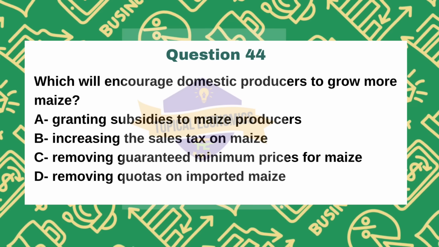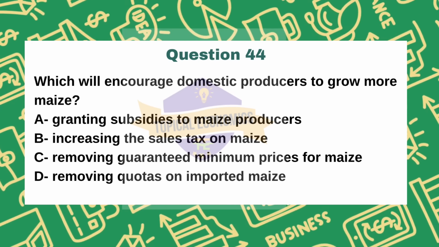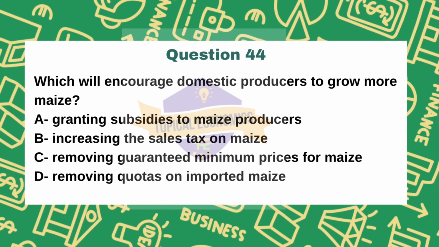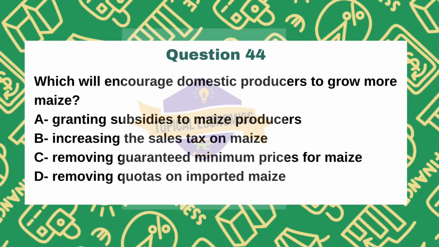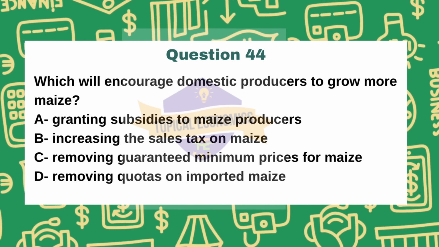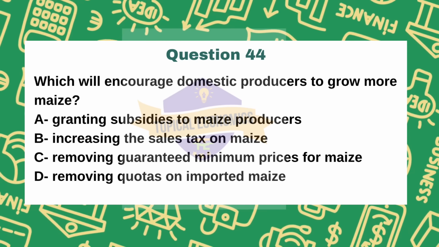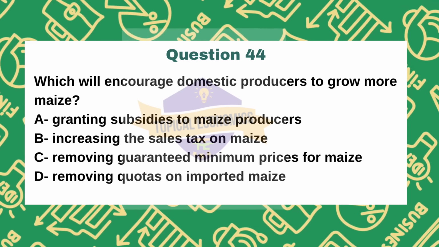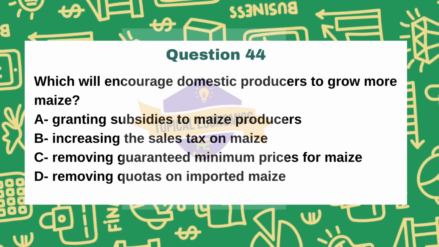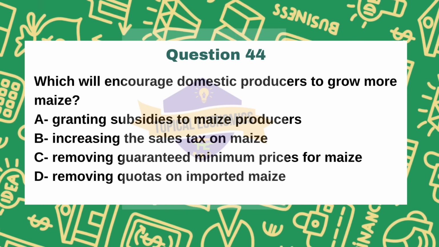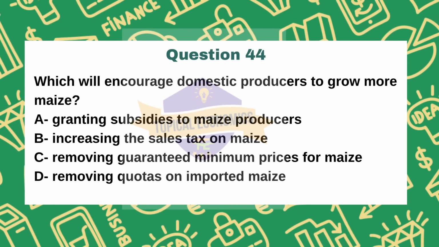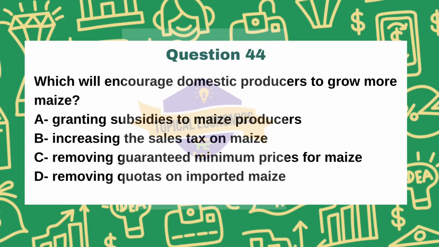Analyzing the other options. Option B, increasing the sales tax on maize, would raise the cost for consumers and could lead to reduced demand for maize, discouraging production. Next, option C, removing guaranteed minimum prices for maize, would expose producers to greater market risks and potentially lower their income, which could discourage them from growing maize. Lastly, option D, removing quotas on imported maize, could lead to an influx of cheaper imported maize, increasing competition for domestic producers and potentially reducing their output as they struggle to compete on price.